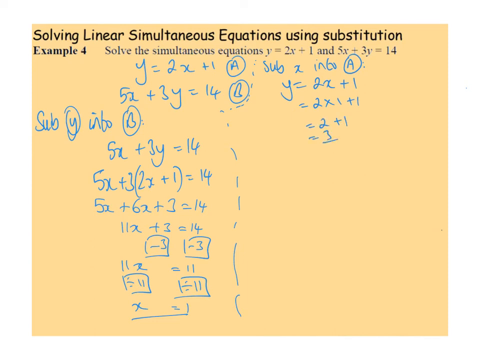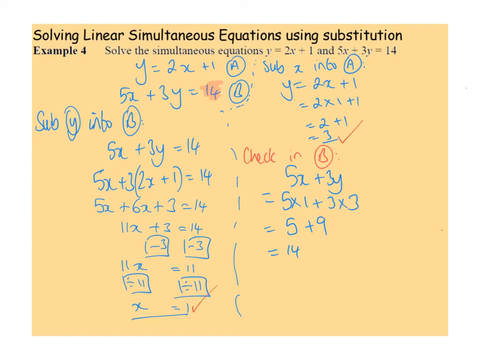And now, having used A, I'm going to check both values in B. And B says I need to evaluate 5x add 3y, which is 5 multiplied by 1, add 3 multiplied by 3, which is 5 add 9, which is 14, and 14 is exactly what I was supposed to get, which means that these two answers, x equals 1 and y equals 3, are both correct. X equals 1, y equals 3 is the solution.